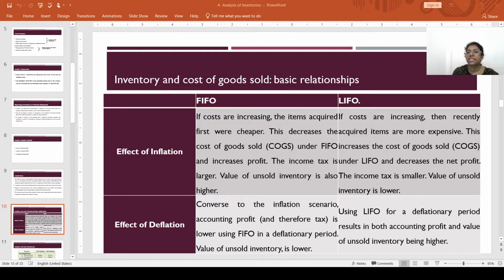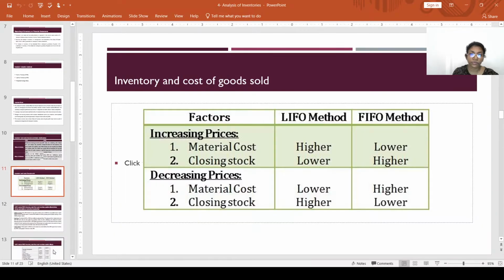So we can see this in the summary chart as well. In this one, you can see in the rising price, since the material cost is higher in the LIFO method, the closing stock will be lower. But in the FIFO method, the purchase cost is lower because in the previous period we have purchased it cheaply. But the closing stock will be higher because of this inflationary scenario.